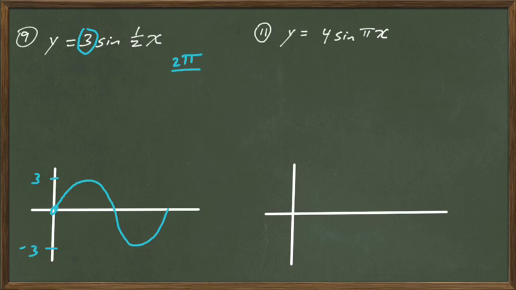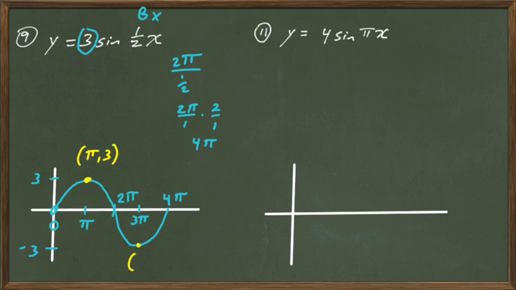What is 2 pi over b? What is b? 2 pi divided by 1/2 means times 2, right? So that makes the period 4 pi. When you divide by 1/2, you're really multiplying by its reciprocal of 2. Half of 4 pi is 2 pi. Half of 2 pi is 1 pi. 0 pi, 1 pi, 2 pi, this would be 3 pi. So what are the coordinates of the maximum here? Pi, 3 and 3 pi, comma, negative 3.